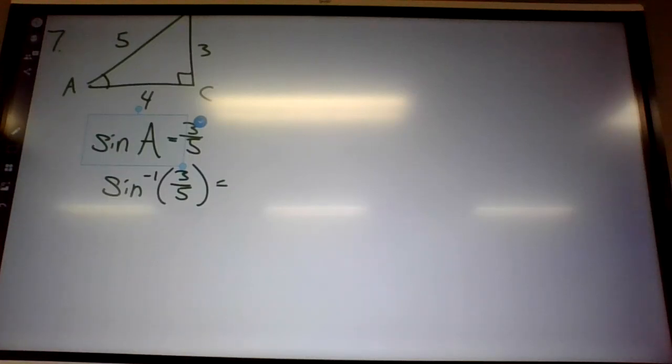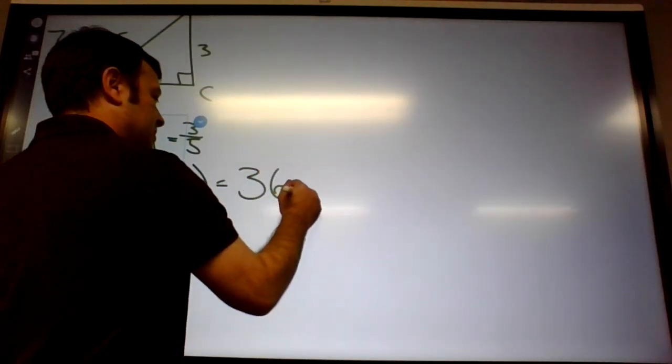And up at the beginning of the assignment, they said round angles to 1/10 of a degree. I think they got 36.9 degrees. You guys concur?